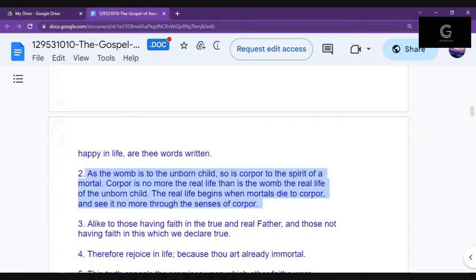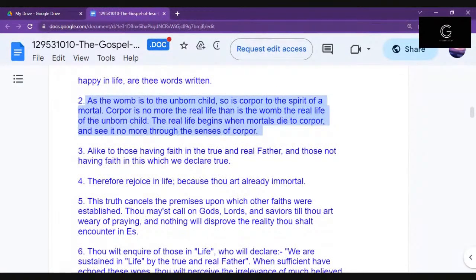Alike to those having faith in the true and real Father, and those not having faith in which we declare true. Wait a minute. Alike to those having faith in the true and real Father, and those not having faith in this which we declare true, therefore rejoice in life, because thou art already immortal.